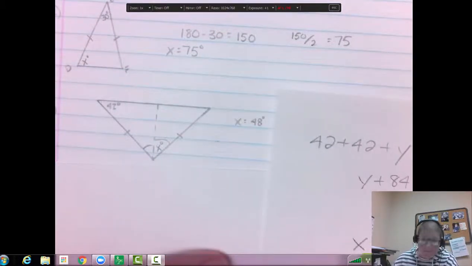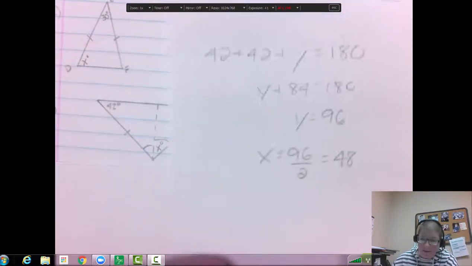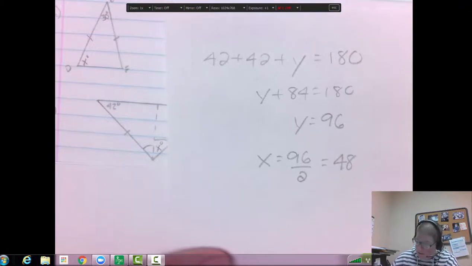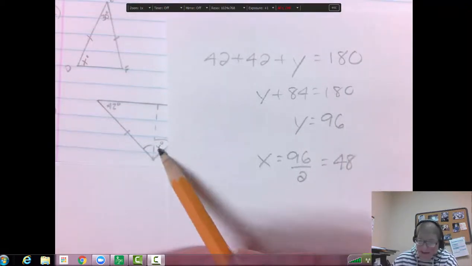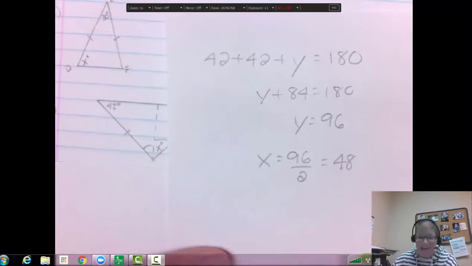Oops, I didn't show all that, did I? There we go. Here's my work again. So we know the whole angle is 96, then x is half of it, which is 48. Okay, here is another one.